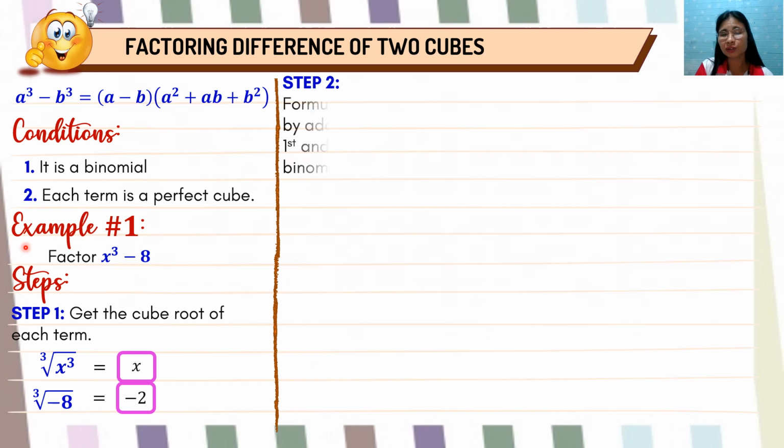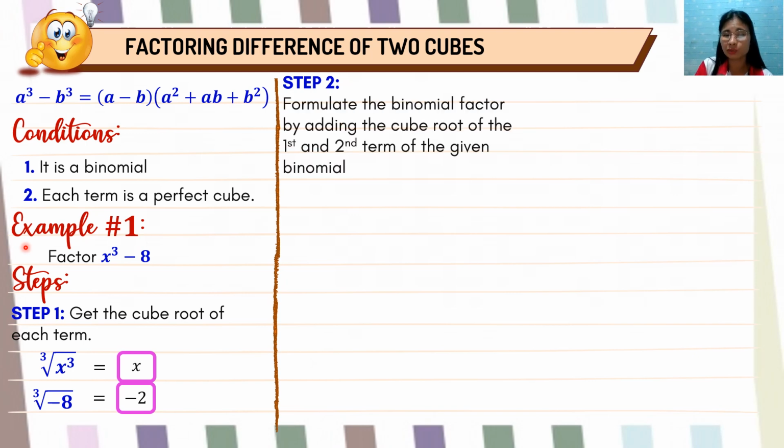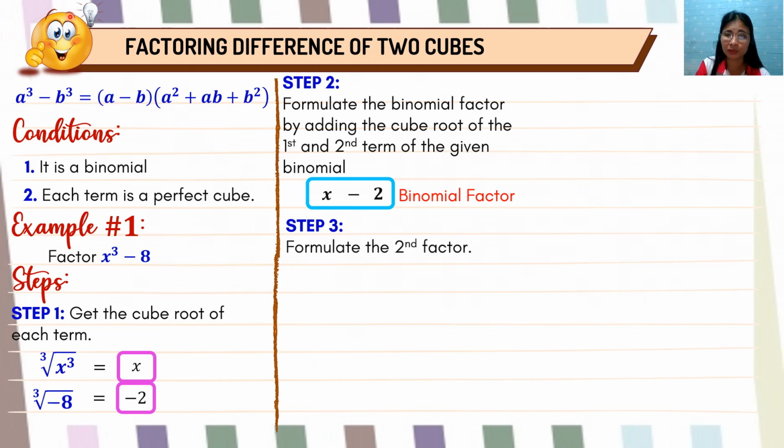Now that we have the cube root of each term, we can proceed to the formulation of the binomial factor. The binomial factor refers to this, say a minus b. First term is a, second term is b. Which means that is x minus 2. So in the difference of two cubes, the operation involved is subtraction, and our binomial factor is always subtraction.